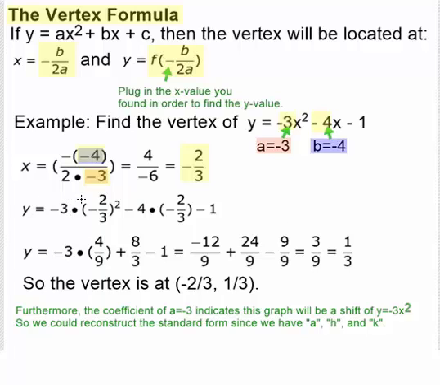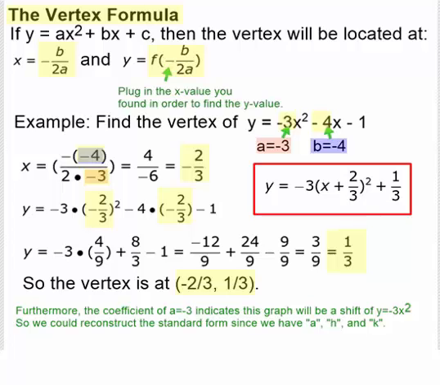We plug the value negative 2/3 back into the function. We get negative 3 times negative 2/3 squared minus 4 times negative 2/3 minus 1. And all of this simplifies to y equals 1/3. So we get a vertex of negative 2/3, 1/3. Well, that's exactly the same vertex we got from the previous process.